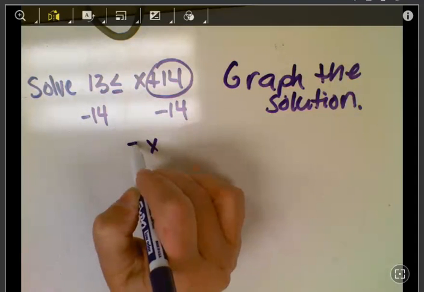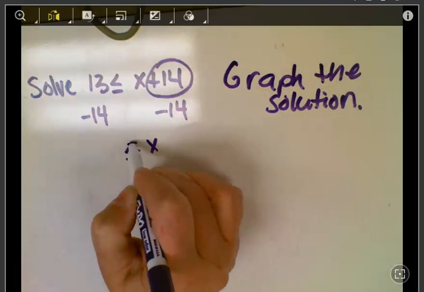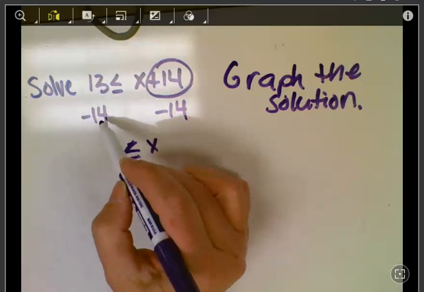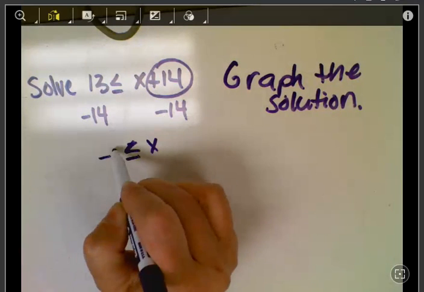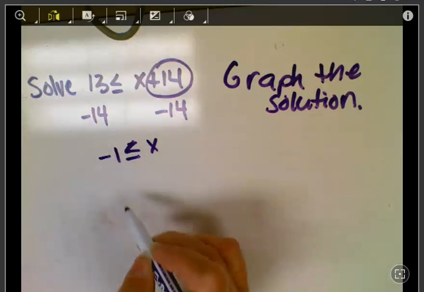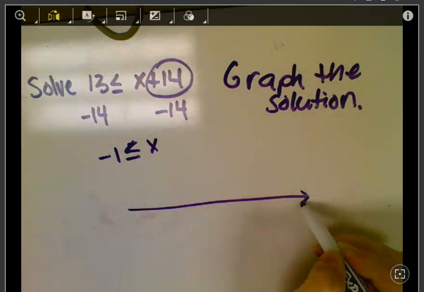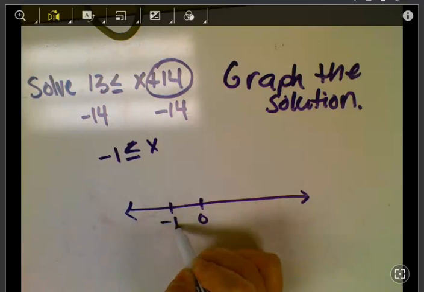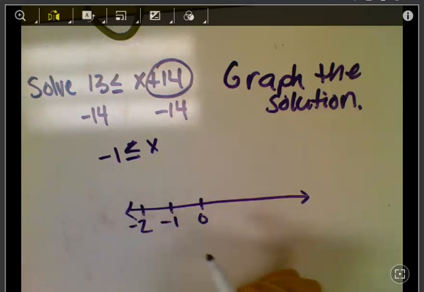And then I bring that down, but it's not an equal sign, it's a less than or equal sign. I almost messed up there. And then it's 13 minus 14 is a negative 1. So when I want to graph this, I've got to give myself a line. I've got to make sure my negative 1 is on there and probably something on this side of it, so I know what direction my arrows are going.